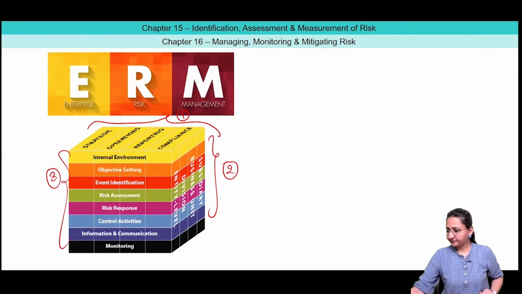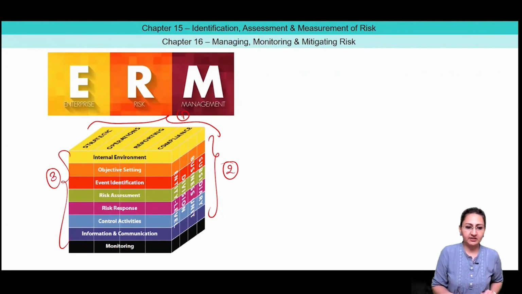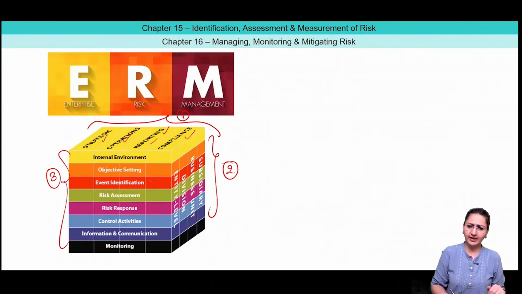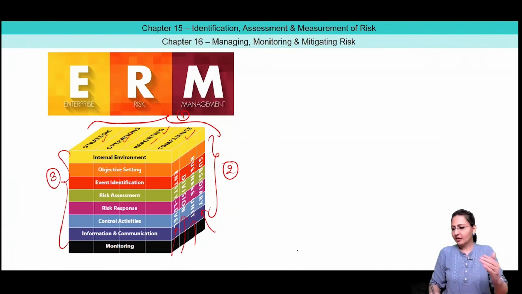Now, the first layer tells about the objectives of a business, meaning strategic objectives, objectives related to the operations, objectives related to financial reporting, and then compliance. They want to do perfect compliance, they want to do correct reporting. These are the objectives. Then come organizational levels. There can be subsidiary, there can be business units, there can be a division, and there can be entity level.